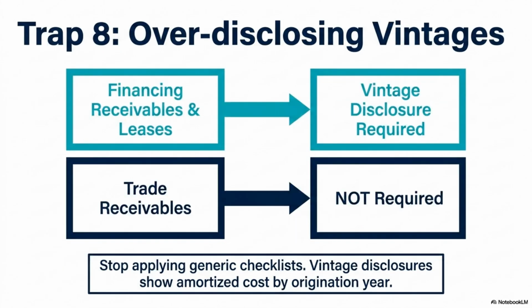Trap 8 is over-disclosing vintages. Some staff apply the same disclosure checklist to every asset class without distinguishing which assets require vintage disclosures. The vintage disclosure, amortized cost by origination year and credit quality, is required for financing receivables and leases. It is not required for trade receivables measured using the loss rate method.